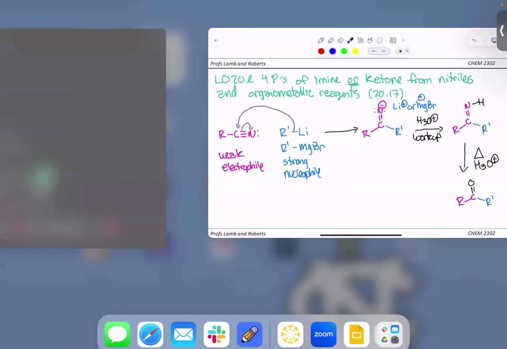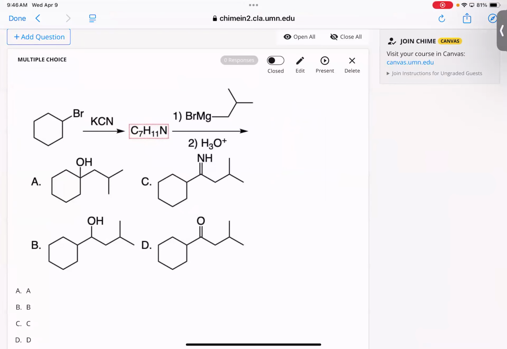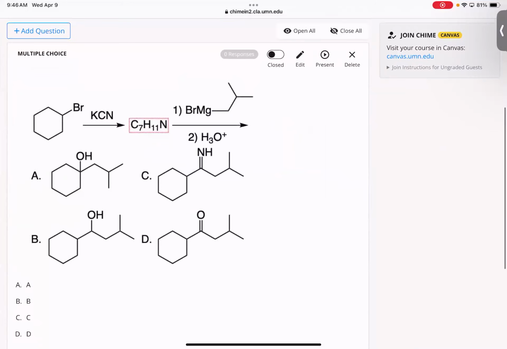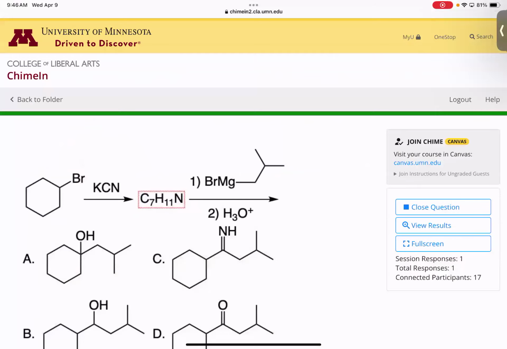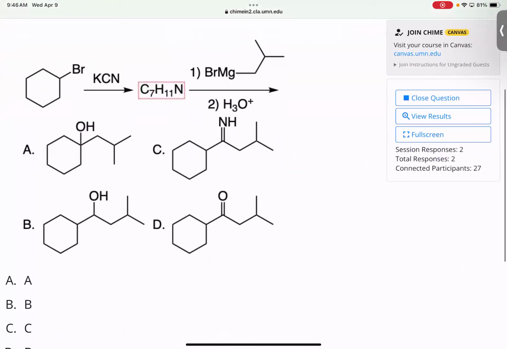So let's go ahead and take a look at our chime-in question for today. Let's see what we think about this synthesis. This is a multi-step synthesis, and what do you think the product of this reaction is going to be? You're always welcome to check with the person near you if you want to check your answer.